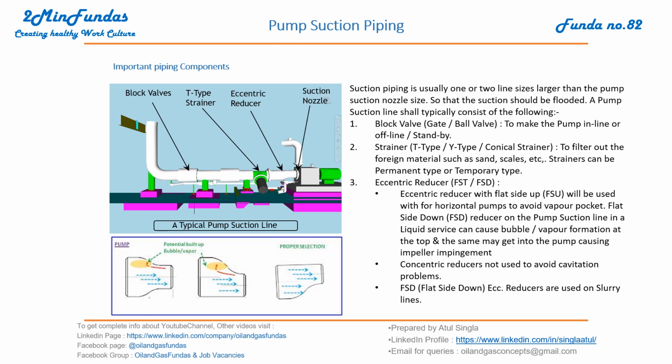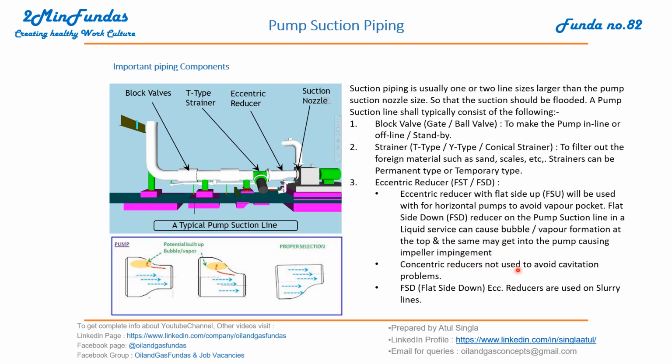A flat-side-down reducer on the pump suction line can cause bubble or vapor formation at the top. If you see here, this is a concentric reducer, and there is a formation of bubbles at this point. This is an eccentric reducer with flat face down, and there is a bubble formation here. When it is flat face up, there is no formation of bubbles and the flow is smooth. Once the bubble formation is there, it will enter the pump and cause impeller impingement.